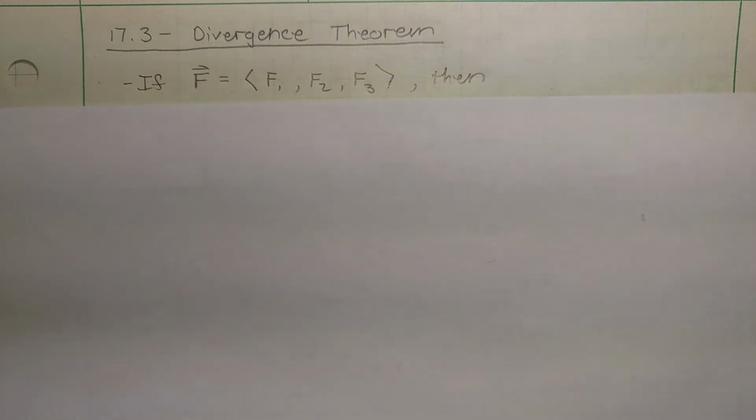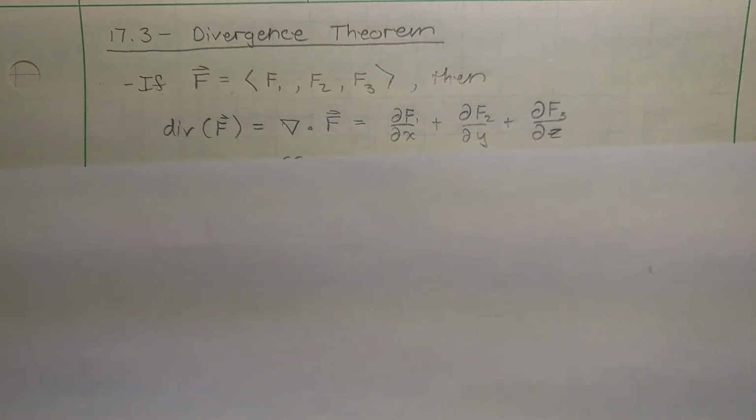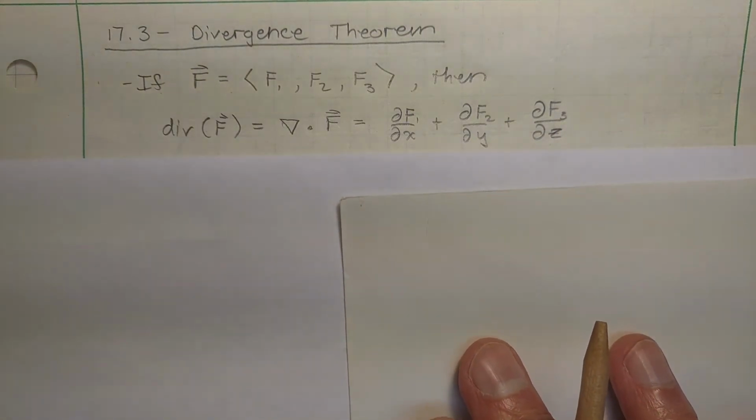If we have F being a vector field, F1, F2, F3, then the divergence of F is just what we call nabla dotted with F. And if you remember the nabla, when we dot nabla with F, we get the derivative of the x term with respect to x, the derivative of the y term with respect to y, and the derivative of the z term with respect to z, all added together. So it's like taking the derivative of each term of the vector, then adding it together. So that's what we mean by divergence.